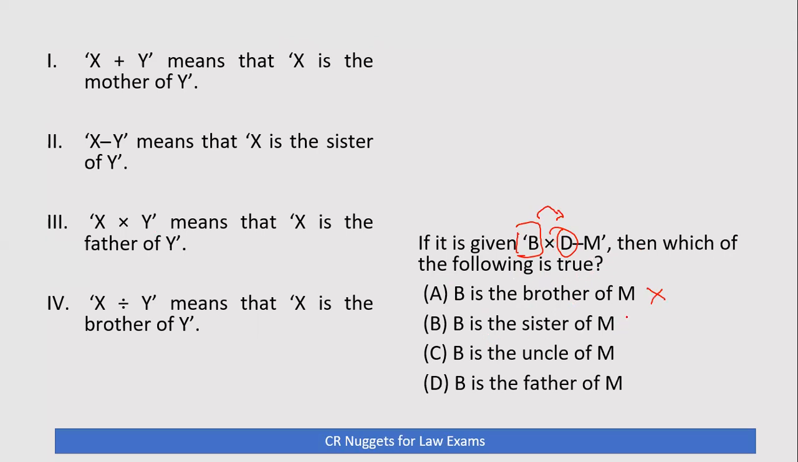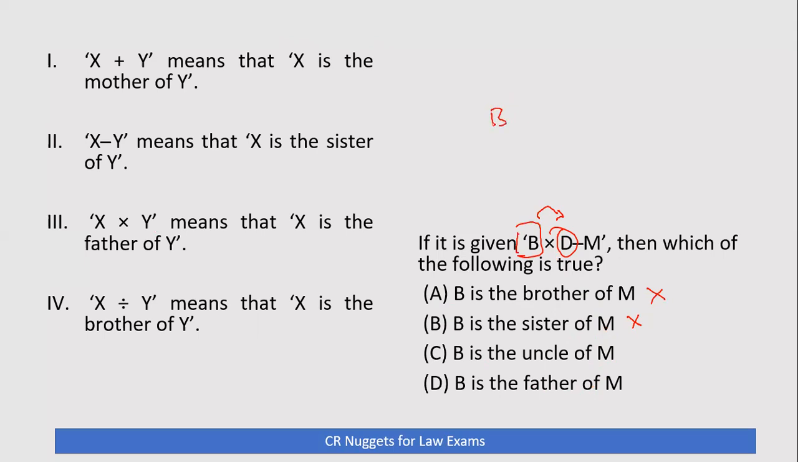B is the sister of M. Can't be the answer. B is the uncle of M. B is the father of M. So A and B both cannot be the answer because there is one change in generation. B is the uncle of M or B is the father of M. Now, out of these two, you can just see and evaluate.